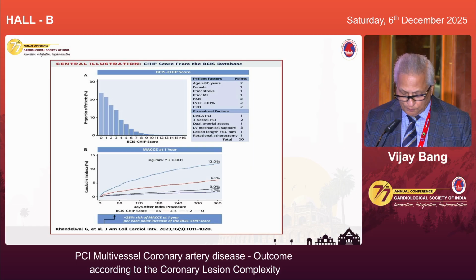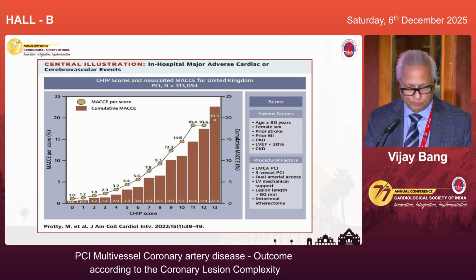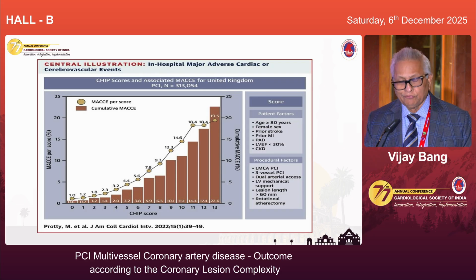So CHIP score becomes very important to remember to understand the severity and risk of a given procedure. And this is what it is saying, that as the CHIP score rises, the MACE rises. For every 1 increase in CHIP score, the MACE rises by 28%.